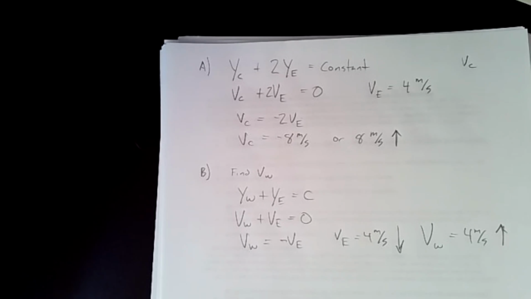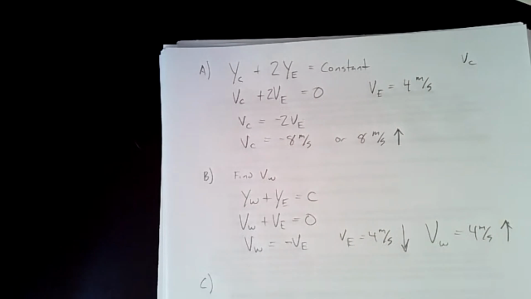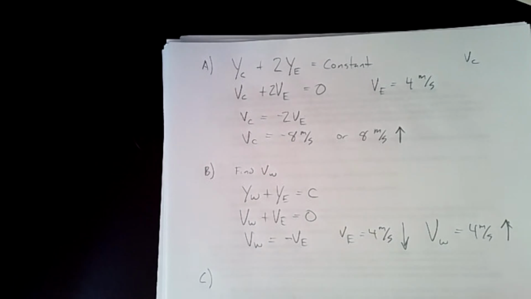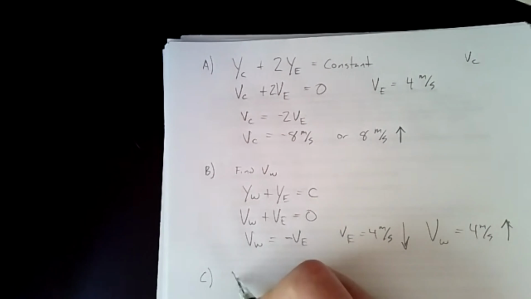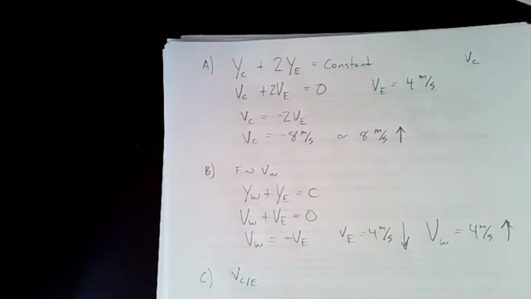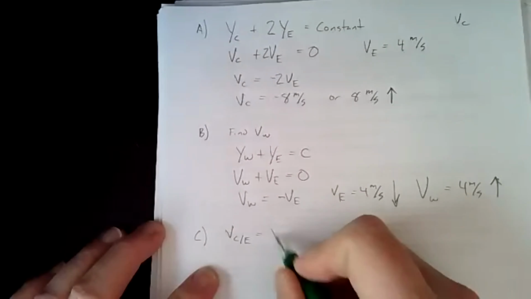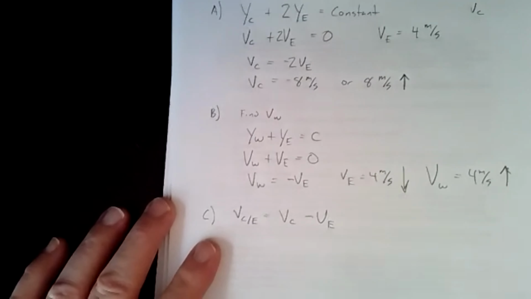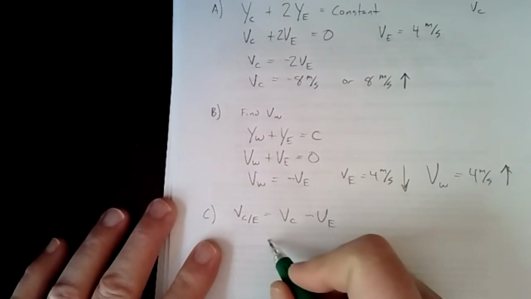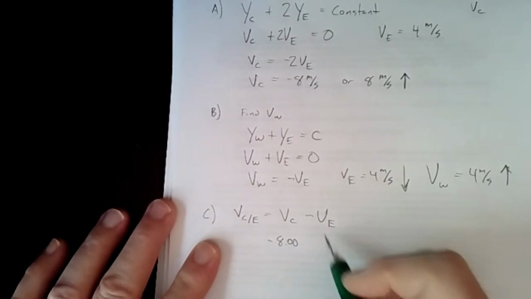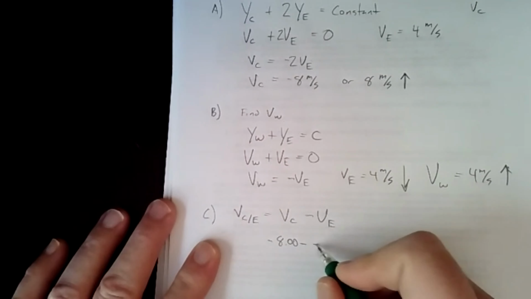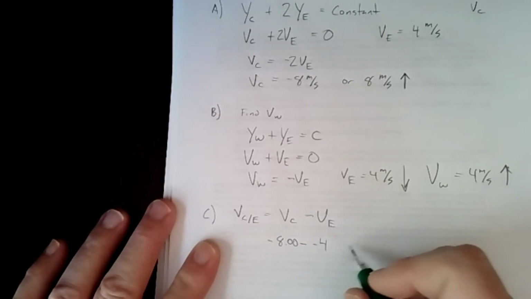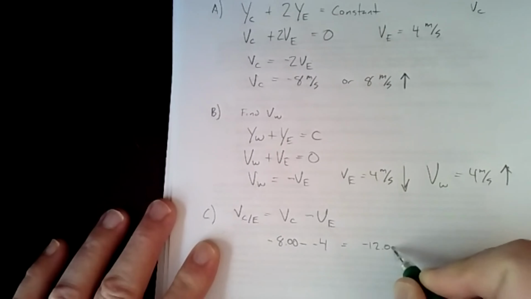Okay, so that's A and B. And then remember that for C, we wanted to find VC relative to E, right? That's what we're trying to find. We know that though just equals the velocity of C minus the velocity of E, right? So C minus E. So that's the easy way to remember. C minus E, C minus E. That's how it is. So in that case, we know VC was negative 8 because it was going up, minus VE, which is negative 4, it's going up. So we get a total of negative 12.00.